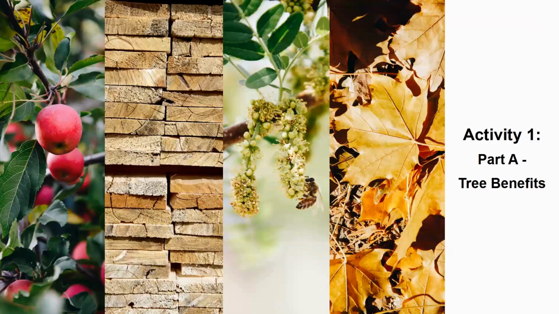So activity 1, part A, delves into the benefits that trees provide, both in products and ecosystem services. It also begins the discussion on calculating a dollar value for those benefits. Products can easily have a monetary value attached to them, but how do we do this for things like watershed protection, carbon sequestration, or things like biodiversity?